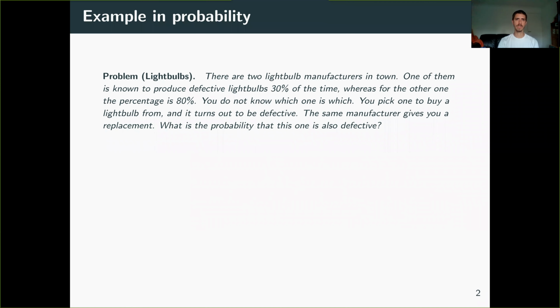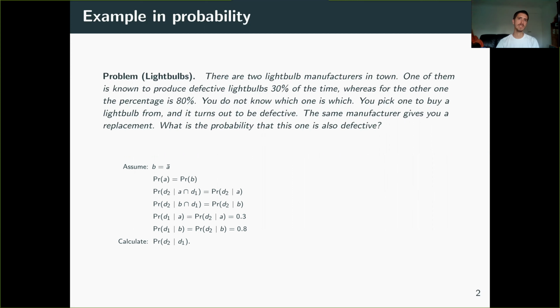So let's start with an example. Consider this problem. There are two light bulb manufacturers and they each produce defective light bulbs at a certain rate. You can pause the video if you want to read the full problem. To solve the problem, we can reformulate it in a formal language for conditional probability. We denote the manufacturers by A and B, and we denote the events of getting defective light bulbs as D1 and D2, and so on.